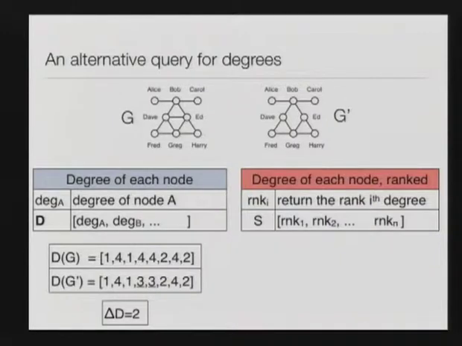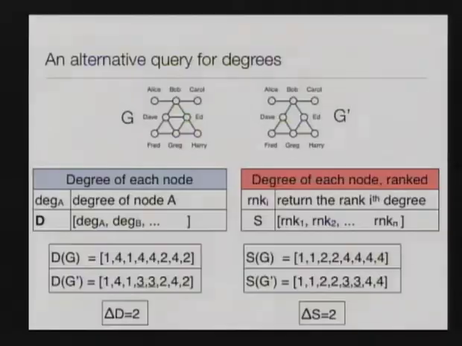Instead of asking the degree query, I'll compare it to the degree query. We ask for the degree of each node. We actually don't care about the association between people and their degrees. We just want a multiset of the degrees that occur in the graph. So any permutation of those numbers is fine to return to us as an analyst.